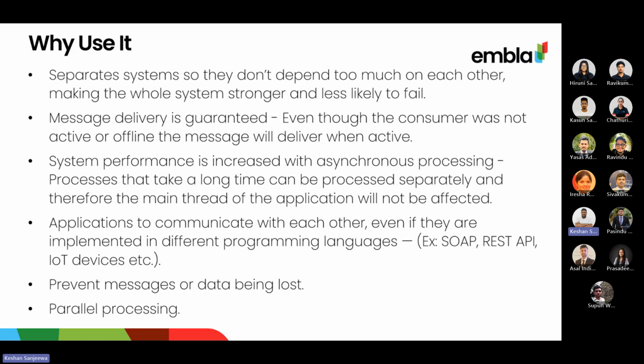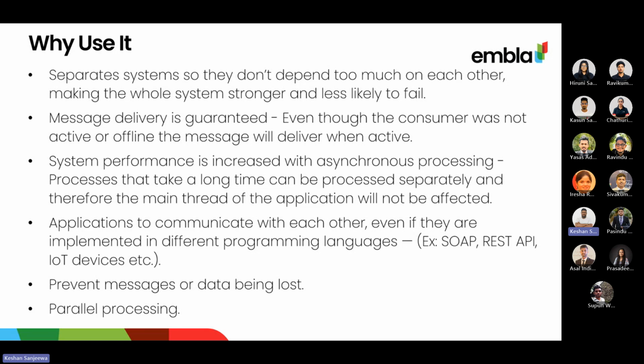It's because it decouples the system. It reduces the dependency on other systems. By using a message broker, we don't need to worry about the other systems. So it separates systems so they don't depend too much on each other, making the whole system stronger and less likely to fail. And message delivery is guaranteed. Even if the consumer is not active or is offline, the message will be delivered when it becomes active. It's very important when it comes to IoT devices like aircraft and likewise.